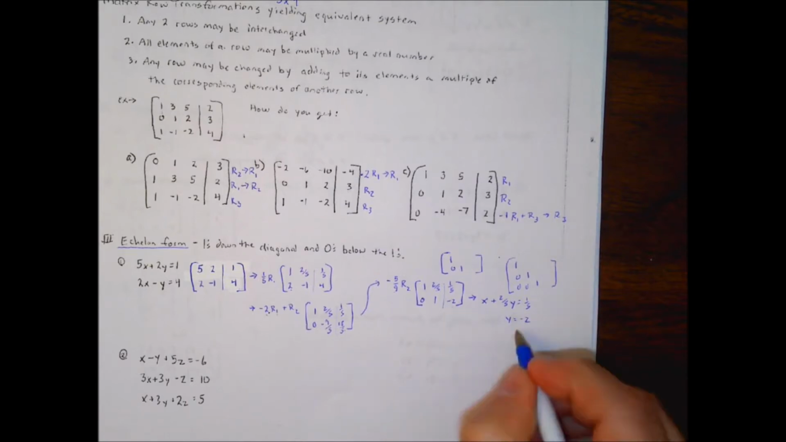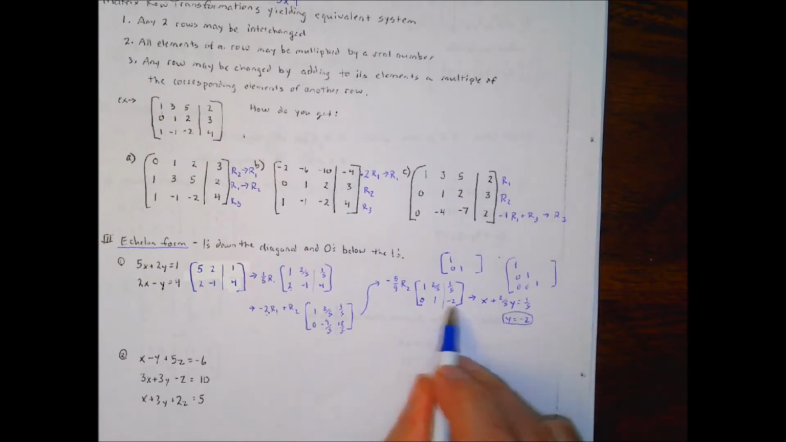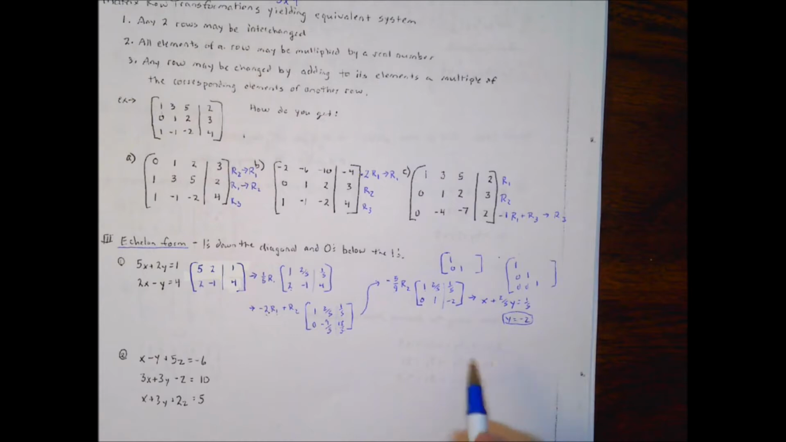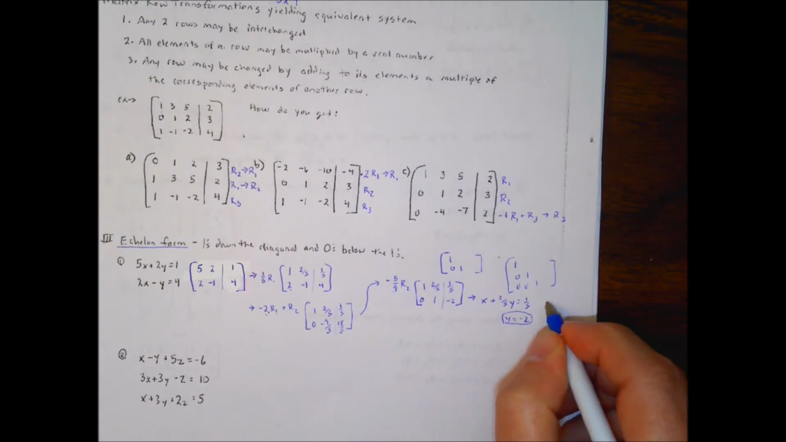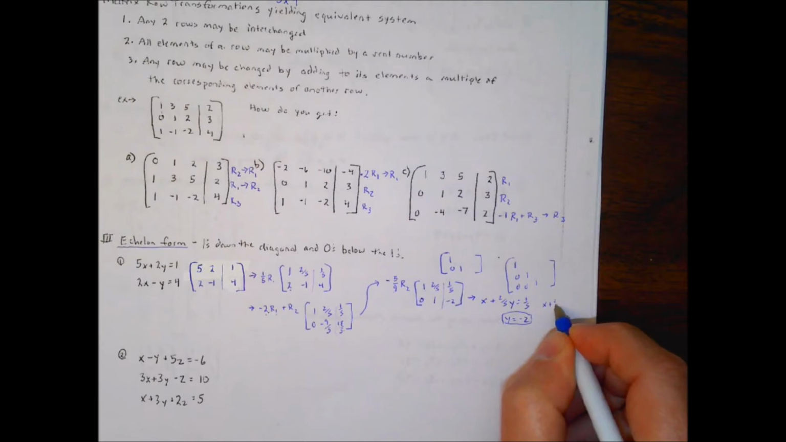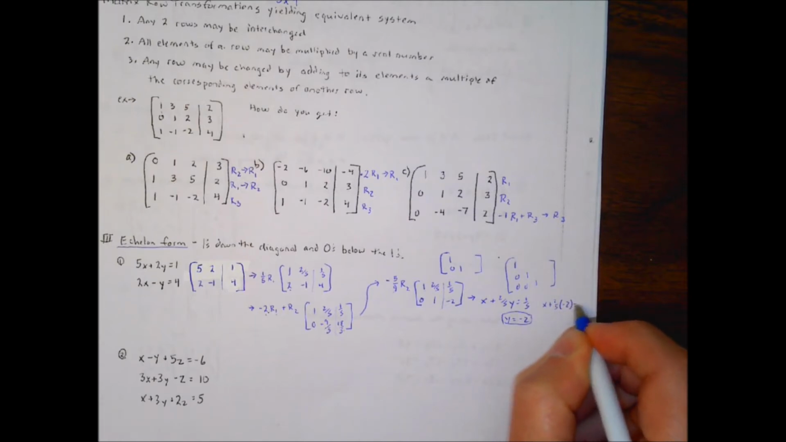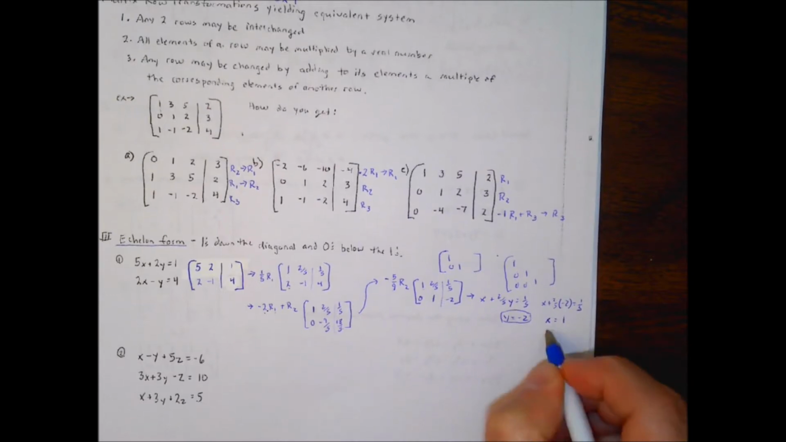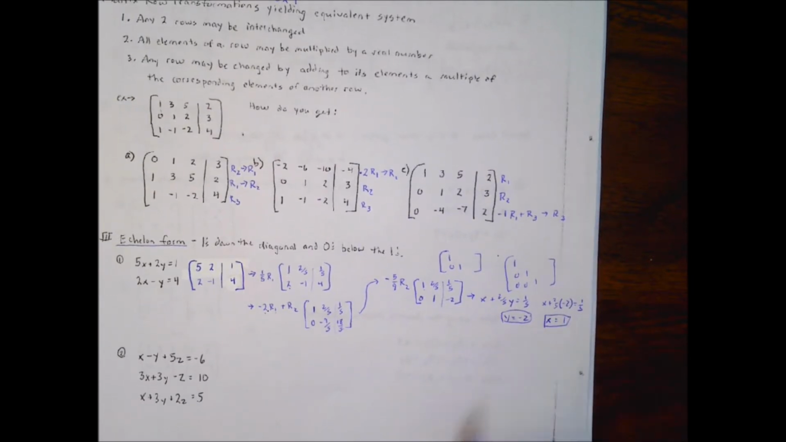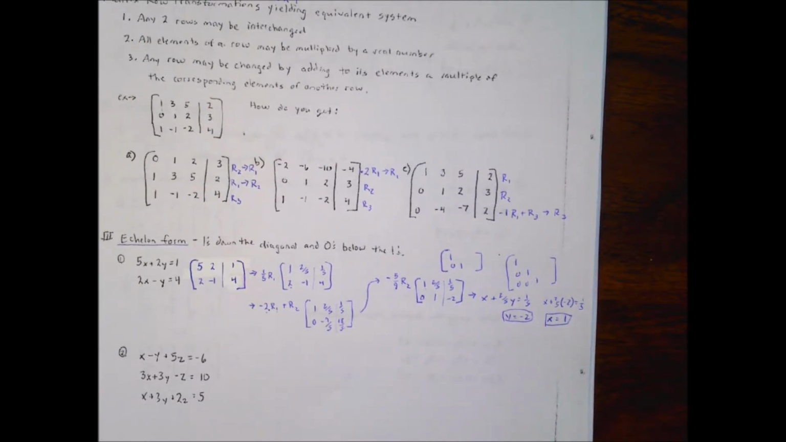So notice here, y equals negative 2 is already solved for. That's what this echelon form does. It solves for one of the variables. Then we can take that and plug it back in here. So you'd have x plus 2/5 times negative 2 is equal to 1/5. And you solve that and you get x equals 1. Okay? So this is just another method of how we can solve these systems of equations.